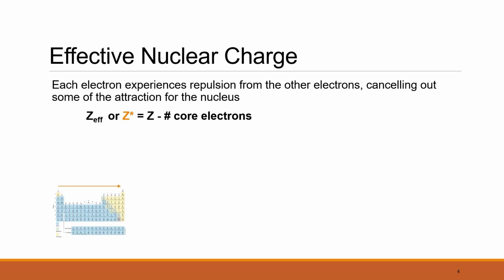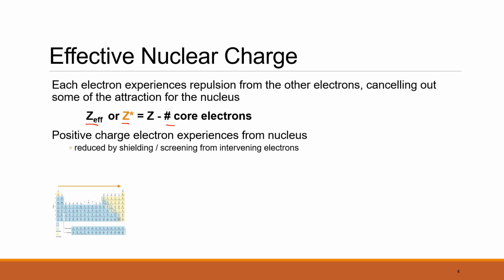So we calculate that by calculating the effective nuclear charge, or Z sub eff, often written as Z with an asterisk. So we take the nuclear charge and we subtract the number of core electrons. So why are we subtracting the number of core electrons? Because those core electrons are getting in the way of that electron we're studying.